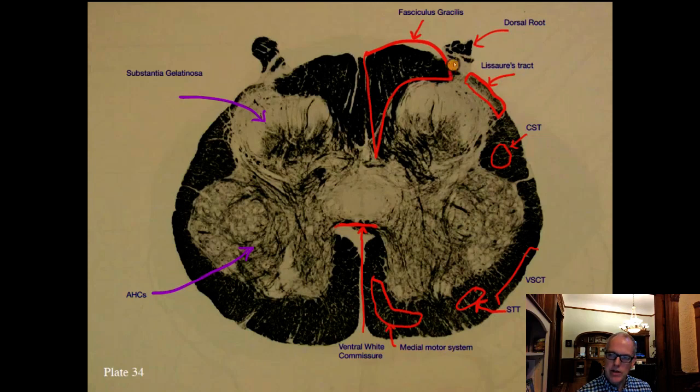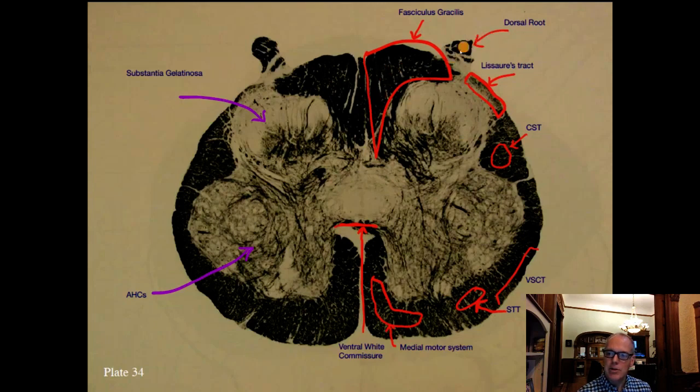Once we get above T6, then we will see these fibers in the lateral portion here begin to enter, and we will call these fasciculus cuneatus. Essentially, you need to associate the fasciculus gracilis with vibration and proprioception for the leg, and fasciculus cuneatus with vibration and proprioception for the arm, because the thoracic areas are not so important in terms of those sensory modalities.